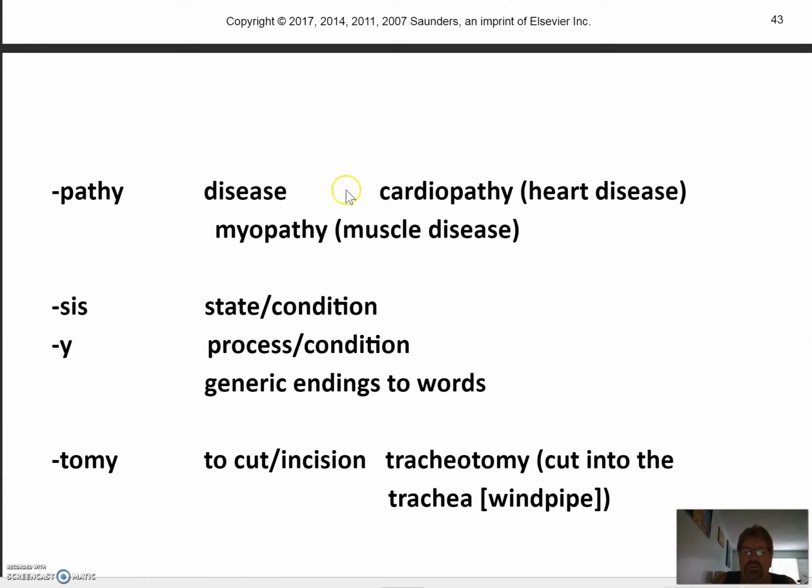Okay, pathy is disease. This is really important. We mentioned it before. Cardiopathy is heart disease. Myopathy is muscle disease. Apathy or pathy, very important one. SIS, state, condition, Y, general. These are generic endings. Tomy means to cut or make an incision. Tracheotomy is where they make an emergency cut in the trachea, the windpipe, so you can breathe.